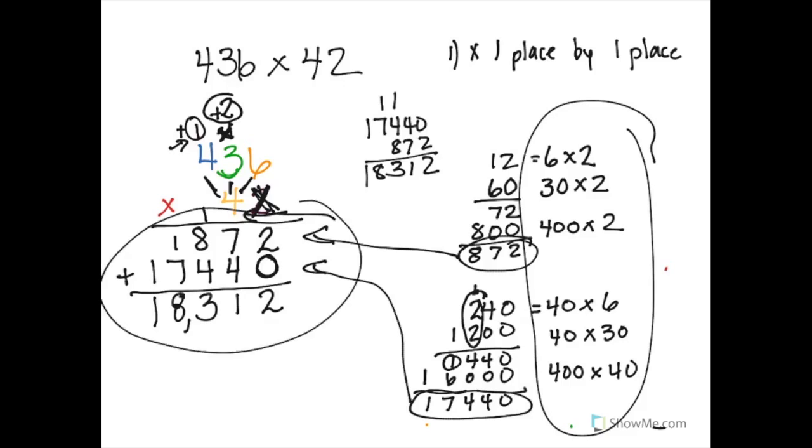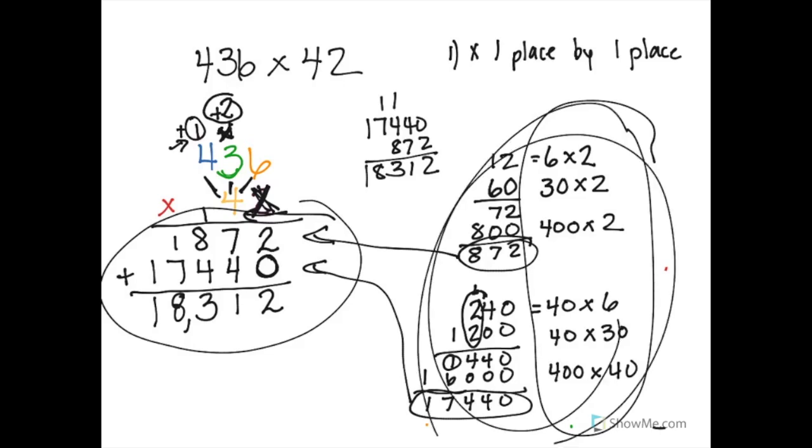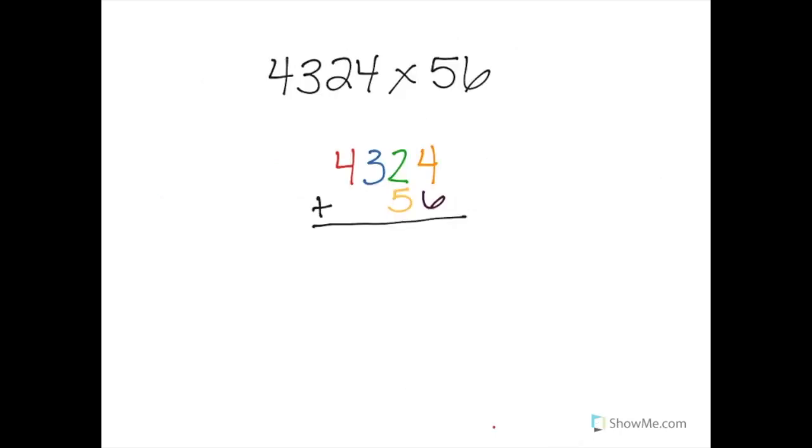Okay, so we're going to do one more. This time I'm not going to do it with the partial products. I'm going to just walk you through the steps. Okay, so first step is just to focus on the ones place. So we're going to do 4 times 6 is 24. We're going to bring down the 4 and carry that 2 tens to the next place value.